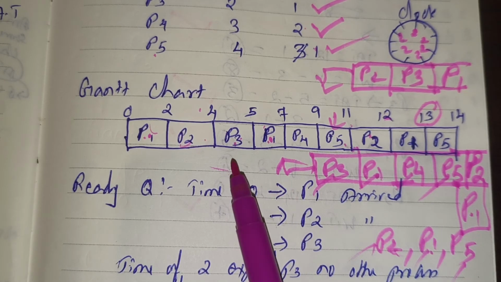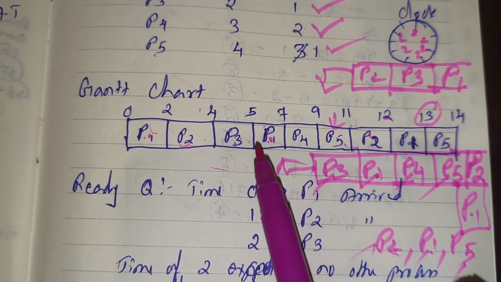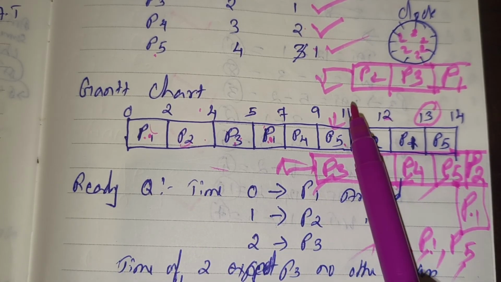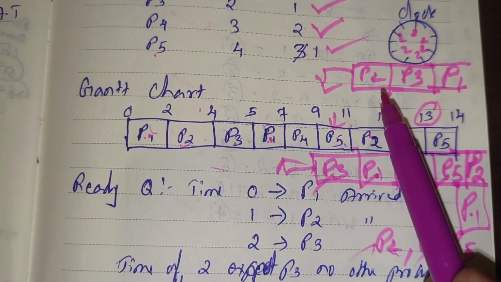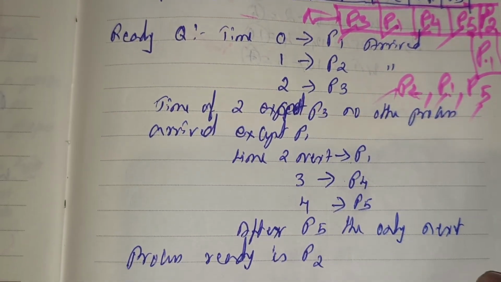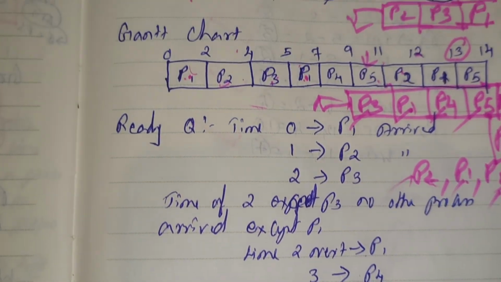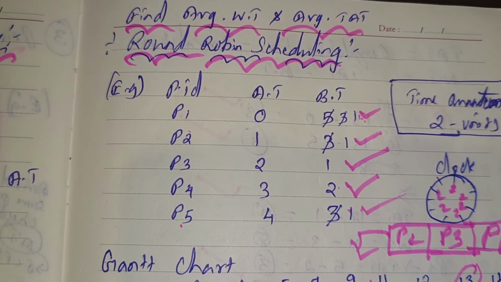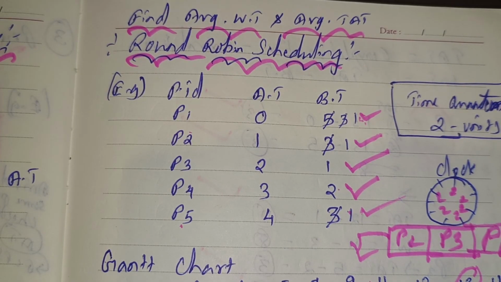Why? Because after P3, P4 has to come. Why is this P1 coming inside? I have explained it very clearly. I have drawn the ready queue also here, and you can check it one more time, right? So this is how this round robin scheduling has been done. By default, round robin is preemptive, and it will always work with the time quantum.